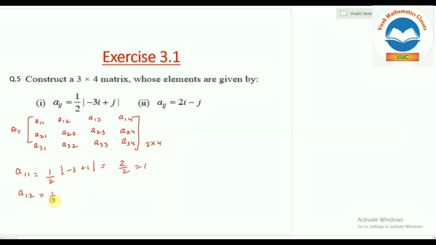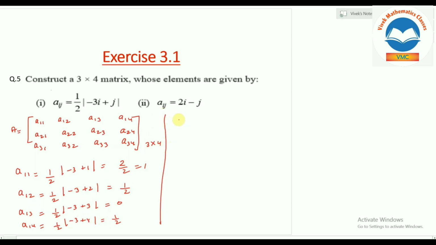A12. A12 will be 1 by 2 modulus. Here the i value will be 1 and j will be 2. So minus 3 plus 2. So minus 3 plus 2 will be how much? 1. The modulus will be 1. So 1 by 2. Next, A13. A13 will be 1 by 2 modulus of minus 3 plus 3. So this will be 0. Next, A14. 1 by 2 modulus of minus 3 plus 4. So this will be equal to 1 by 2. Similarly, we will find the other terms also.